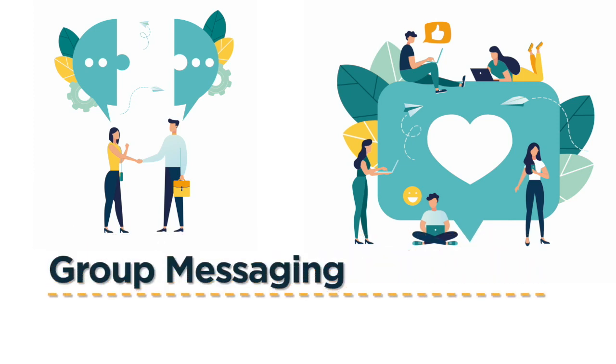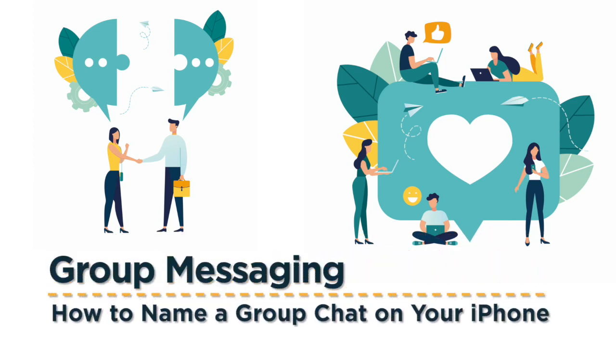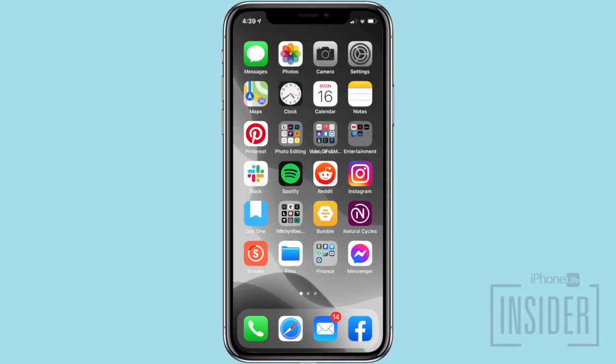If you belong to or have started several group text messages, it's important to be able to see at a glance which chat is which so you don't send the wrong comment to the wrong group. In this video, we're going to be showing you how to add group chat names to each group message on your iPhone. That way you can easily find your text thread when you need it.